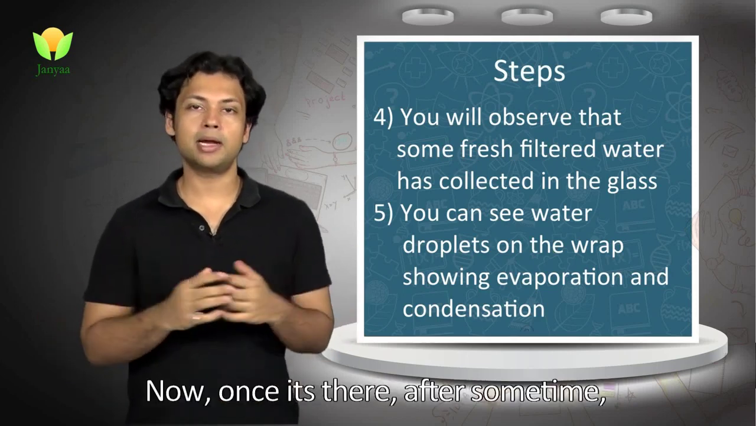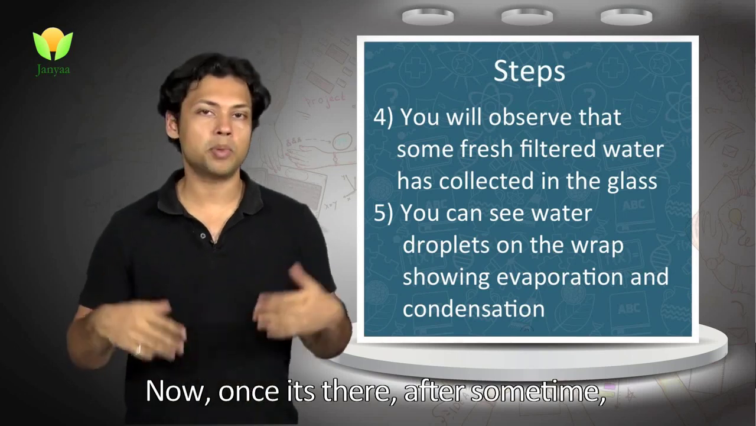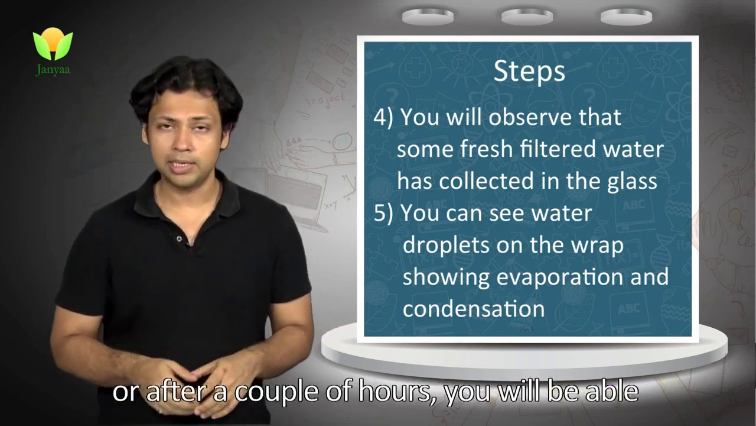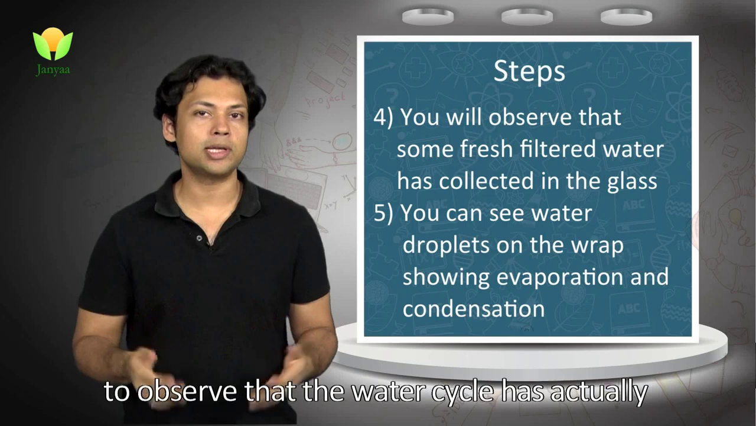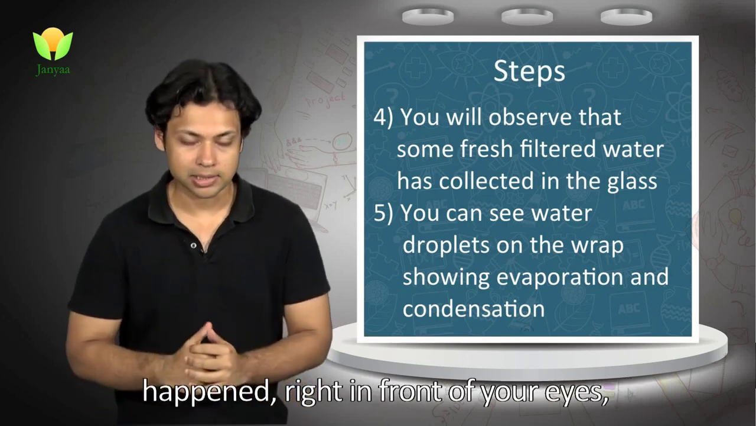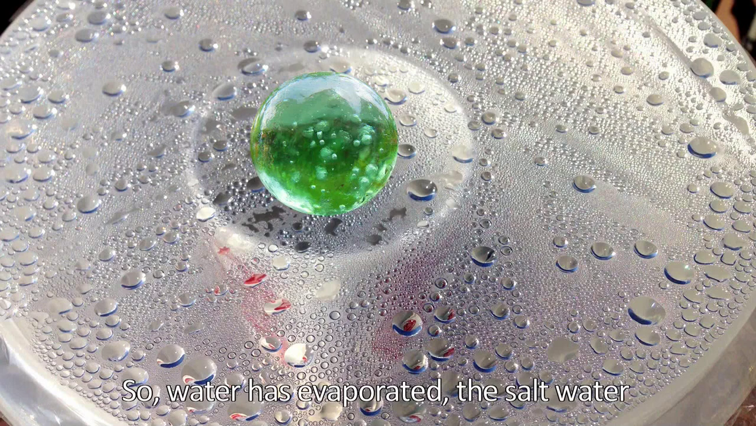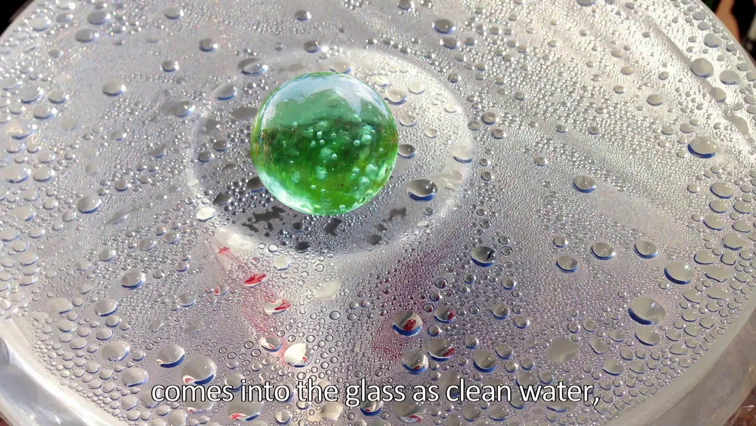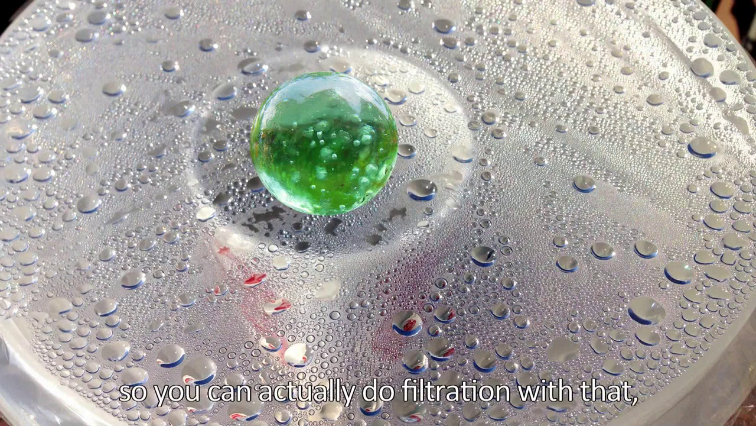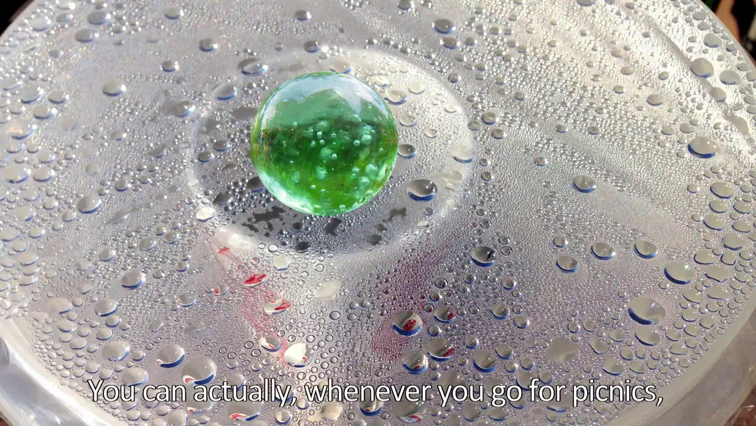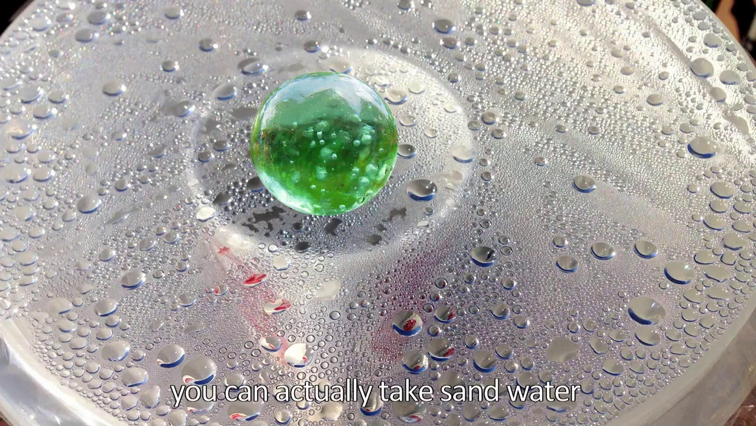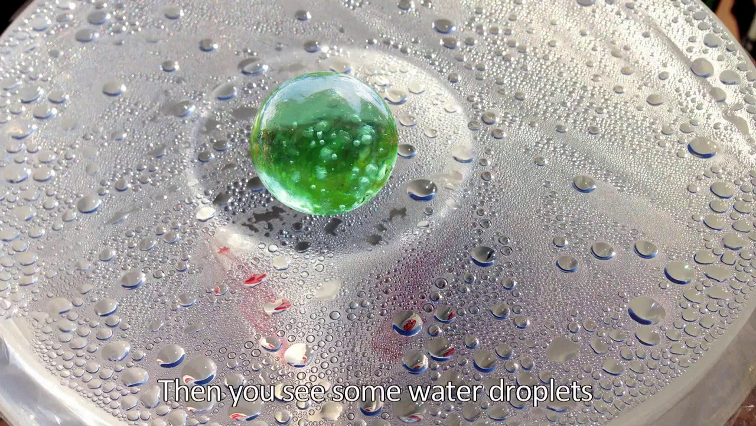Now once it's there, after some time or after a couple of hours, you will be able to observe that the water cycle has actually happened right in front of your eyes. So water has evaporated, the salt water comes into the glass as clean water, so you can actually do filtration with that. Whenever you go for picnics, you can actually take sand water and do this to purify water. Then you see some water droplets on the sides of the jar.